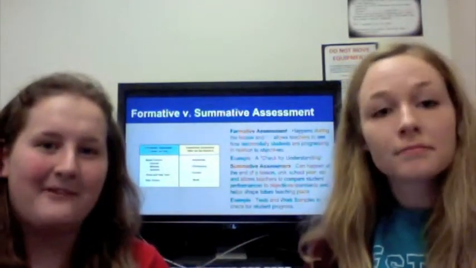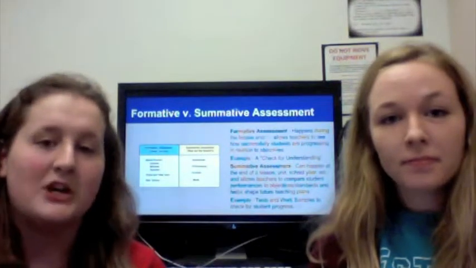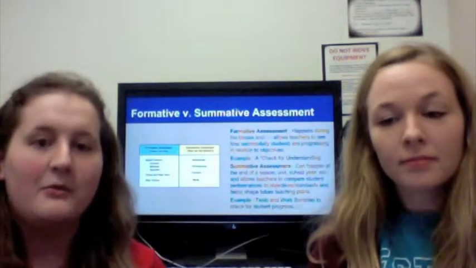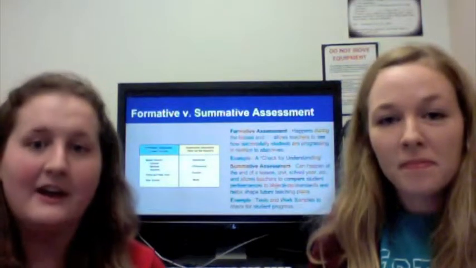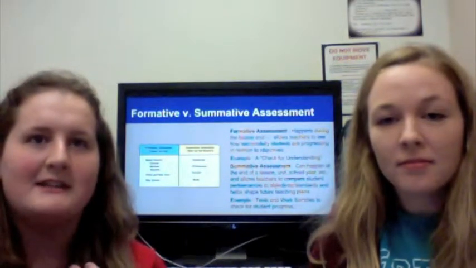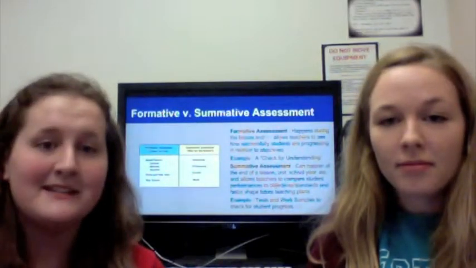Now let's talk about formative and summative assessment. A formative assessment is an assessment that happens during a lesson and lets teachers know where students are progressing related to targets. So this can be a check for understanding. Do you understand that a squared plus b squared equals c squared? Something as simple as that.